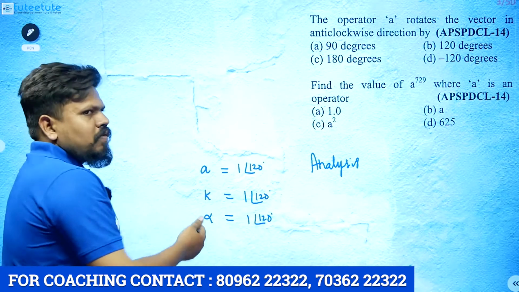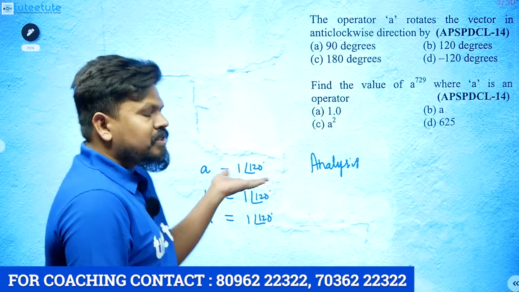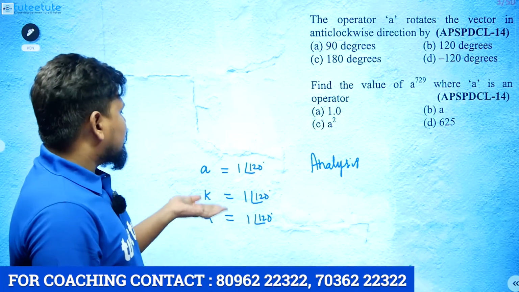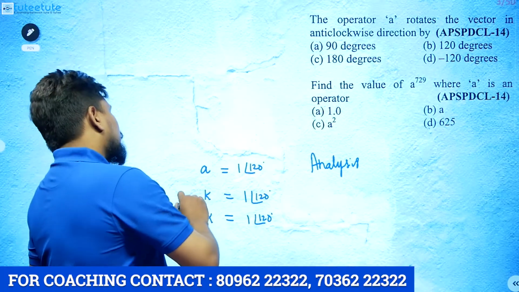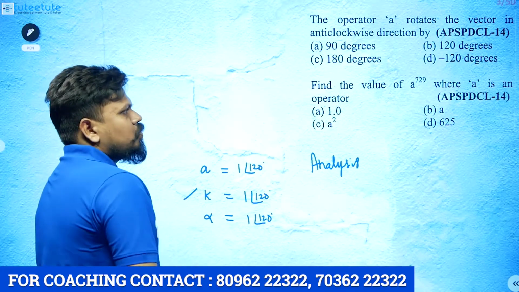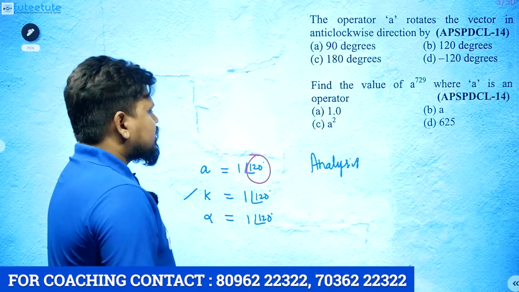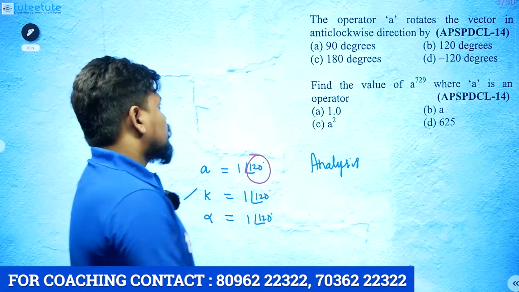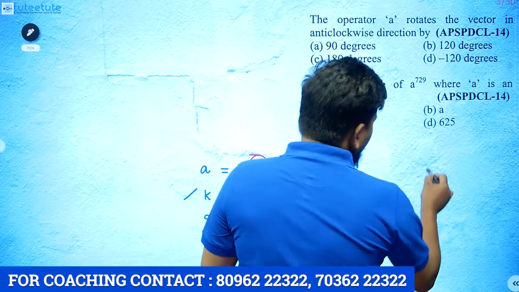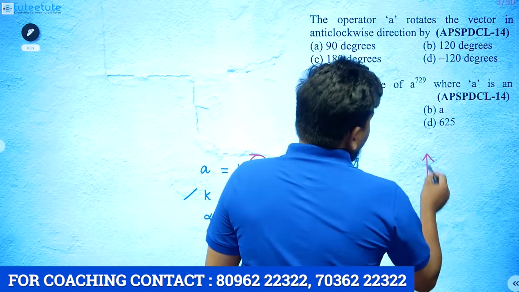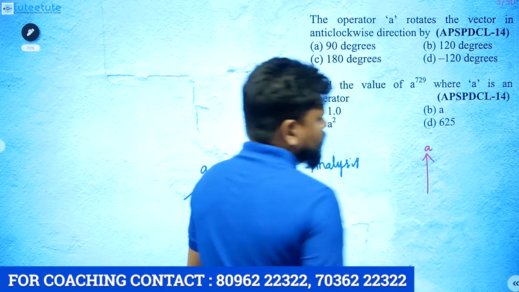In some textbooks they have represented it as a, in some textbooks they will represent it as alpha, in some they will follow k. Anything is the same only. It will rotate the vector in anti-clockwise direction always at 120 degrees only. So the answer for this question: all the vectors rotate in anti-clockwise direction. This is a.